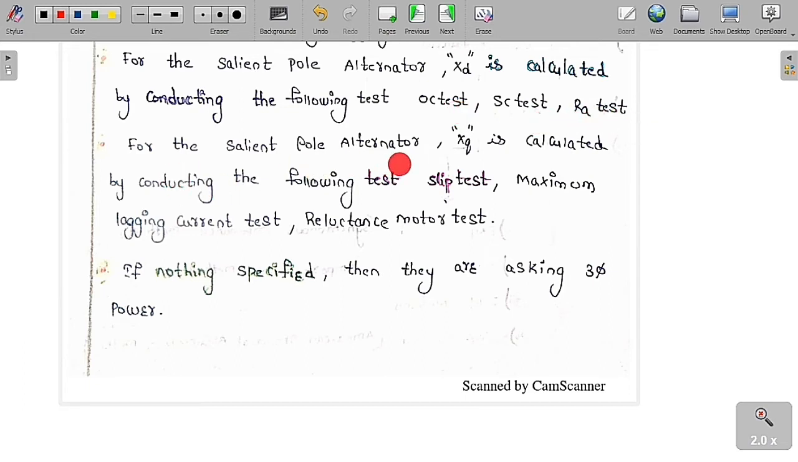For the salient pole alternator, Xq is calculated by conducting the following tests, which are called the slip test, the maximum lagging current test, and the reluctance motor test.